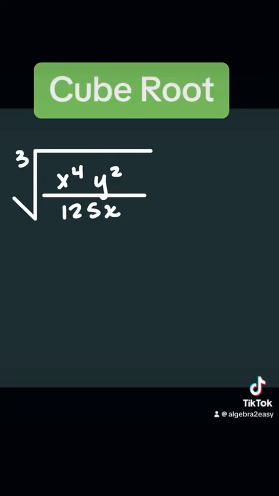Let's simplify this expression. Notice that you have an x to the fourth in the numerator and then x in the denominator. If we use those properties of exponents, when you have the same base and you are dividing, you subtract the exponents. Now, we do know that this particular variable has an exponent of 1, so 4 minus 1 makes x to the third power. So we truthfully have the cube root of x to the third power, y squared, divided by 125.